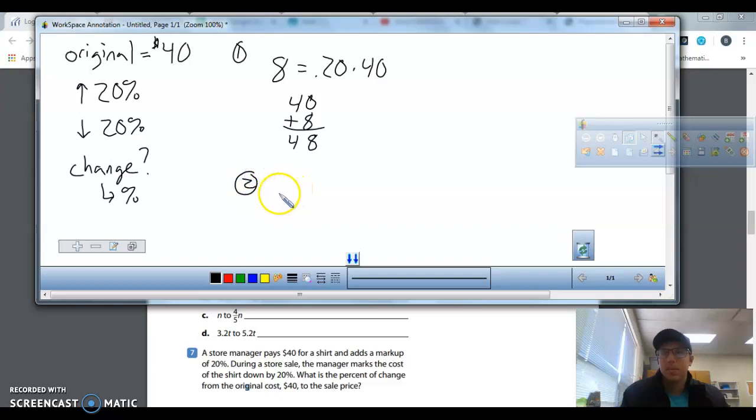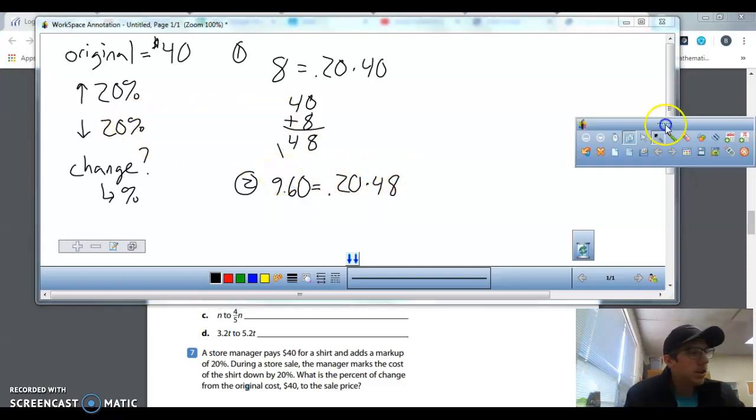Next step, well, he marked it down from there 20%. So we've got to now find 20%, not of $40 anymore, but of this markup price of $48. When you find that, you get 9.6, but we're dealing with money, so you want 2 decimal places, so it's just 9.60. You can just throw an extra 0 on there. Now, this is not the price again. Remember, 20% of the 48 is just how much you take off the price. That's the discount amount.